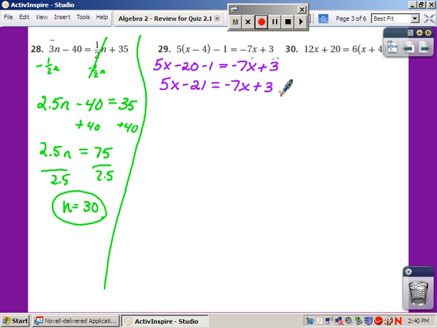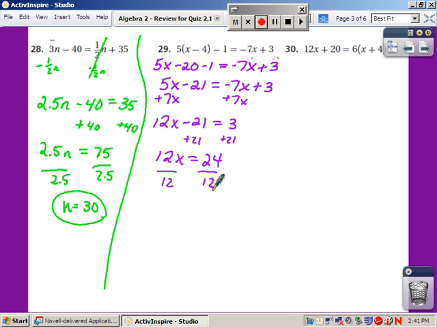Here we have x's on both sides of the equation. You really don't want that, so you want to add these 7x away. That'll help get rid of the negative. We have 12x minus 21 equals 3. Now I'm going to add the 21 so that I get the x term by itself. 12x equals 24. And then just divide by 12. We get x equals 2.